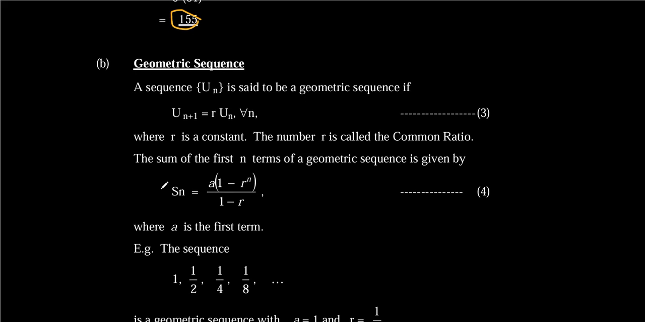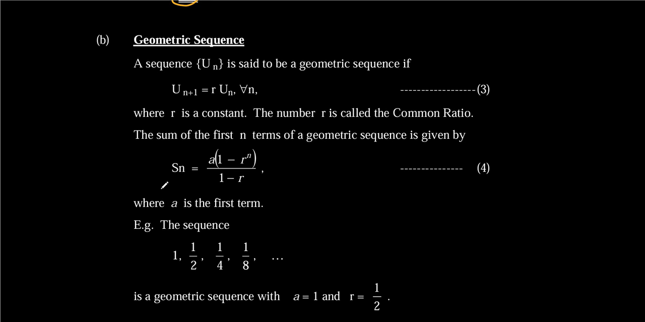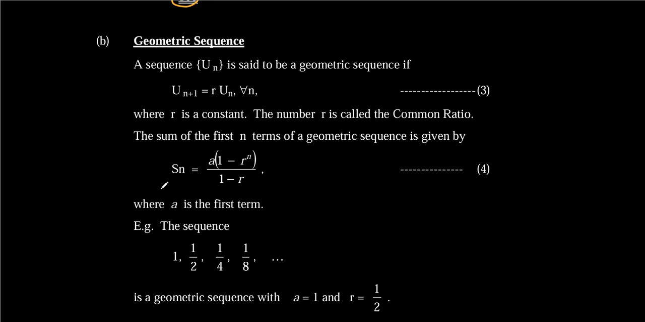So not long ago we treated arithmetic sequences. In this video we'll be treating geometric sequences. A sequence is said to be geometric if there is a constant called the common ratio. It means that if you take any two subsequent terms and find the ratio, it's a constant.